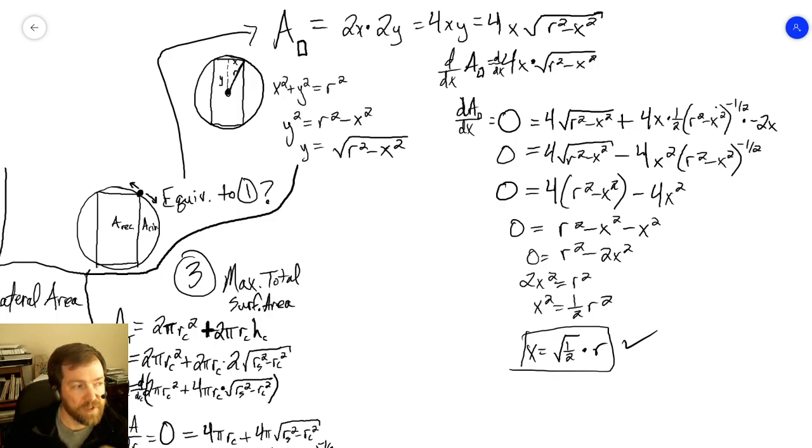So the radius of the cylinder, which was x, needed to be the square root of 1/2 times the radius of the sphere, which was, in this case, just r. And then the same thing happens for our y values. This was the height of the cylinder that we had in the previous one. And again, plug that stuff in here. So square root of r squared minus 1/2 r squared.